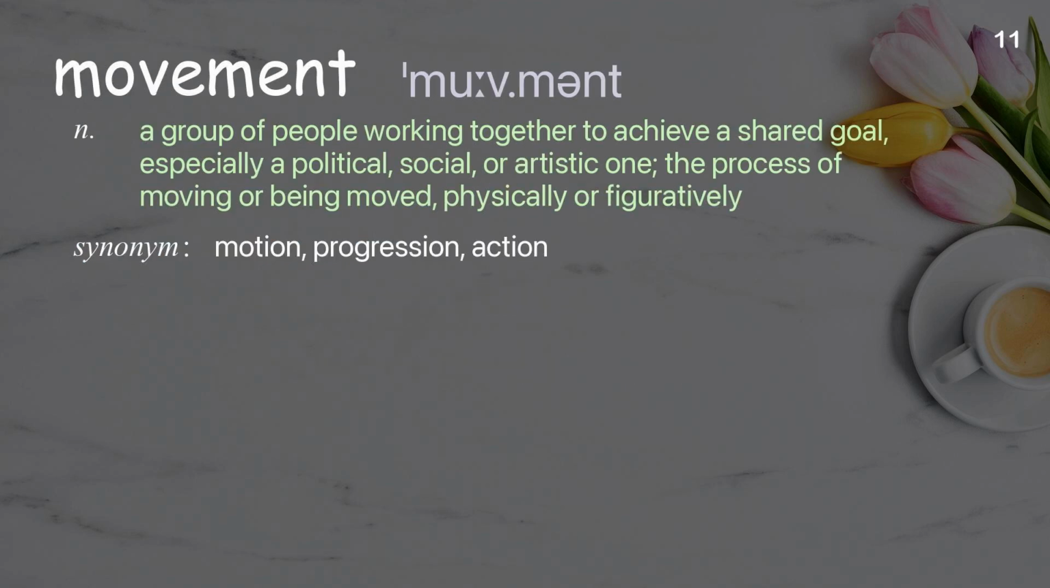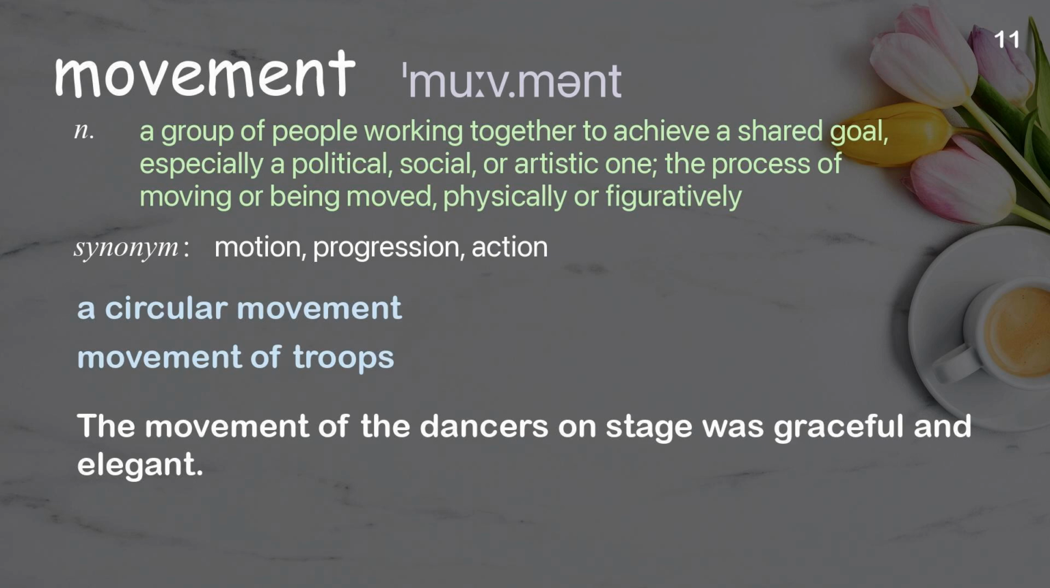Movement. A group of people working together to achieve a shared goal, especially a political, social, or artistic one; the process of moving or being moved, physically or figuratively. Examples: A circular movement. Movement of troops. The movement of the dancers on stage was graceful and elegant.